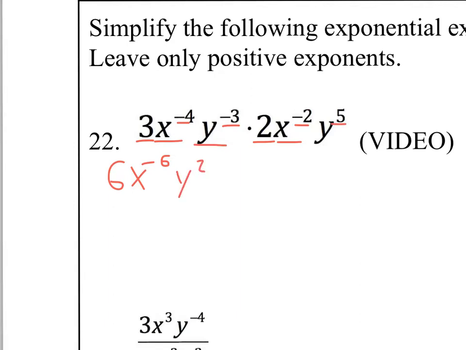I'd like to get rid of that negative exponent. One thing I could do would be to rewrite this as 6 times 1 over x to the positive 6 times y squared, or alternatively, the way that I tend to write these is 6y squared over x to the 6. Those are things with positive exponents, and x to the 6 in the bottom. These mean the same thing. They both will give you full credit. And there we go.